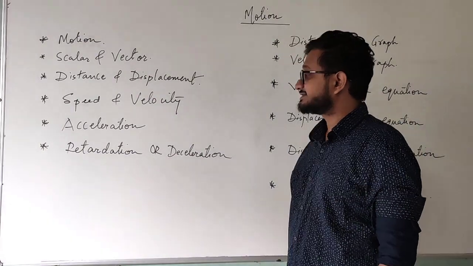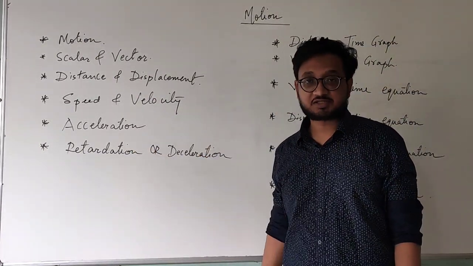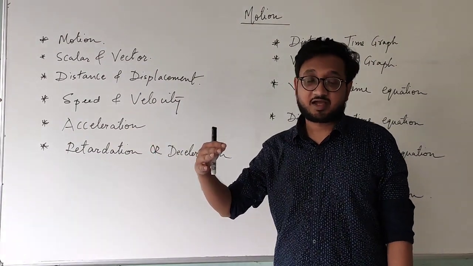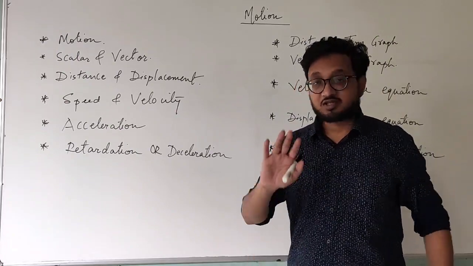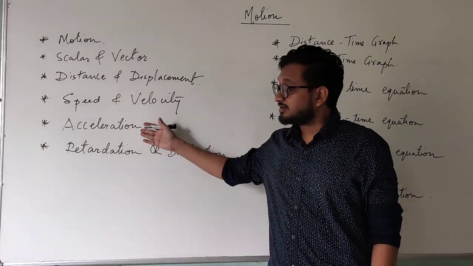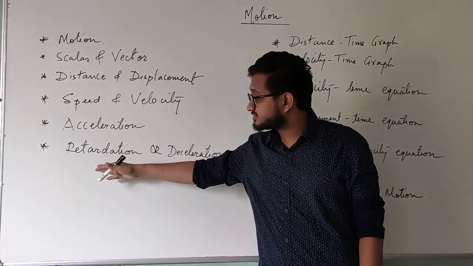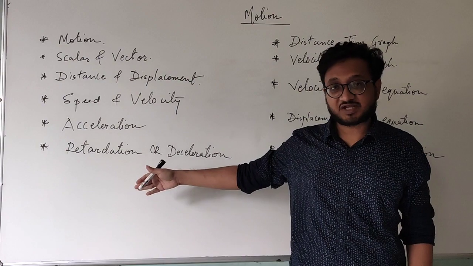The next one is retardation or deceleration. It is the exact opposite of acceleration. So if the vehicle is moving and you have a hurdle in between, or a person is crossing a road, then you apply the brakes. So the velocity decreases. If the velocity decreases, then it is called deceleration or retardation. It is the exact opposite of acceleration.